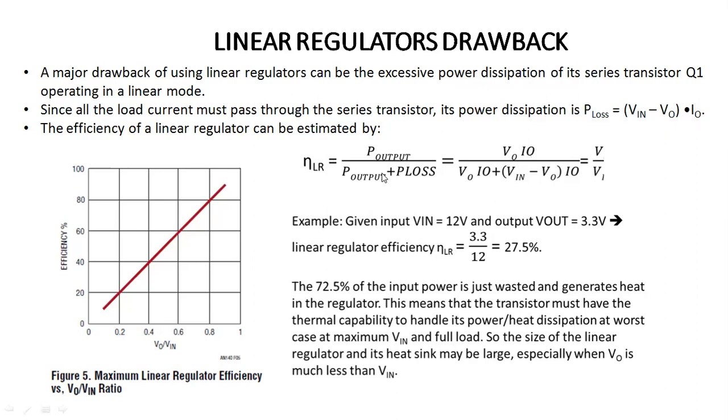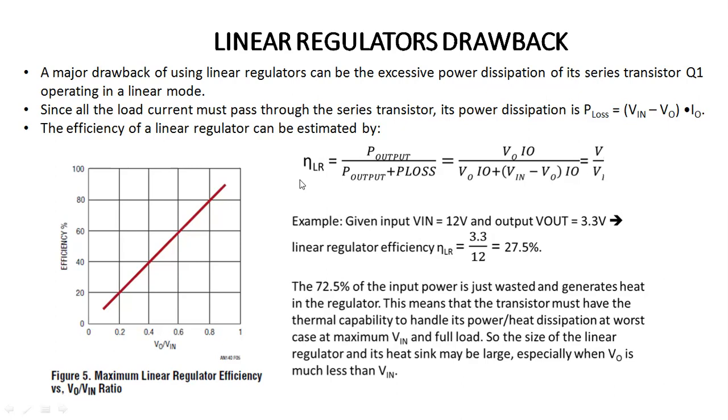So there will be a larger amount of power wasted in the linear voltage regulator, and the efficiency is nothing but Pout upon Pout plus Ploss. If you calculate, you will get VoIo upon VoIo plus (Vin minus Vo) Io. That is nothing but output voltage upon input voltage. We are saying that is nothing but the efficiency.